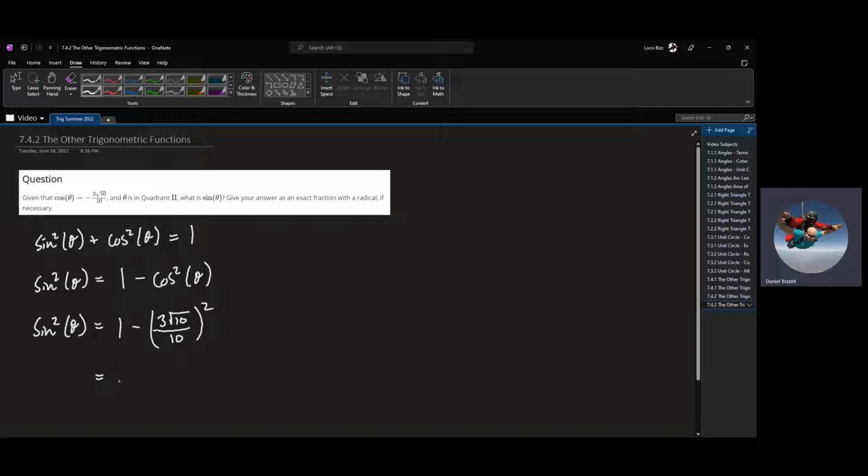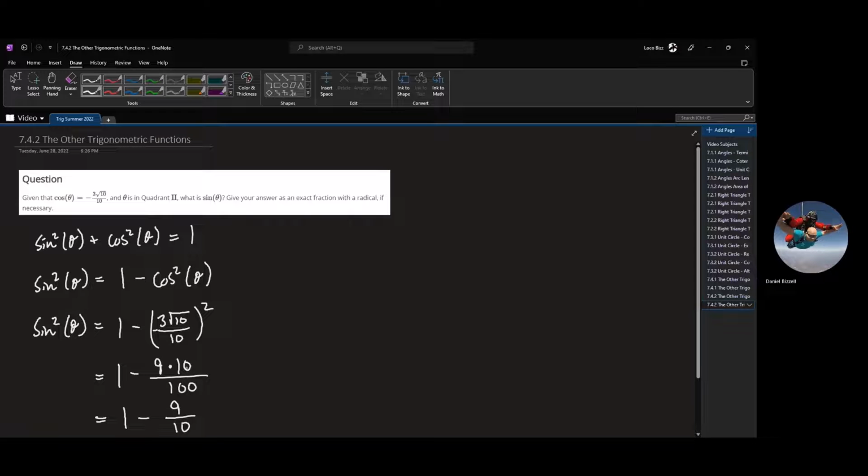Simplifying this further, we get 1 minus 3 squared, which is 9, times the square root of 10 squared, which is 10, over 10 squared, which is 100. Now we can simplify this further and get 1 minus 9 over 10, because we can take a 10 out of the top and bottom here.